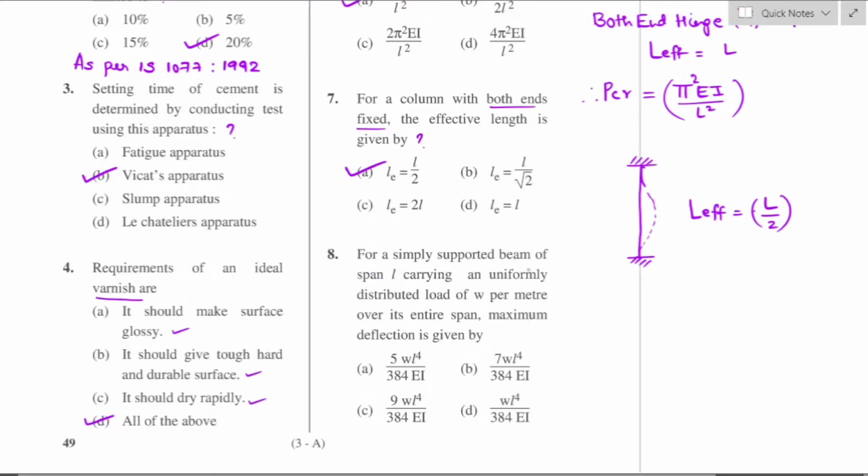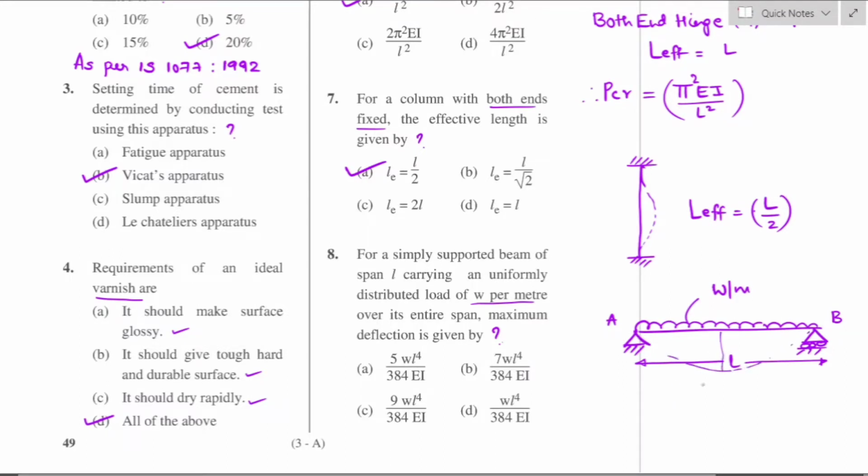Question number 8. For a simply supported beam of a span length L carrying a uniformly distributed load of W per meter over its entire span, the maximum deflection will be. So let's consider a simply supported beam AB of a span length L subjected to UDL load throughout the span of intensity W per meter over its entire span. So its maximum deflection will be at center of the beam of intensity 5 W L to the power of 4 divided by 384 EI. So the right answer is option A.